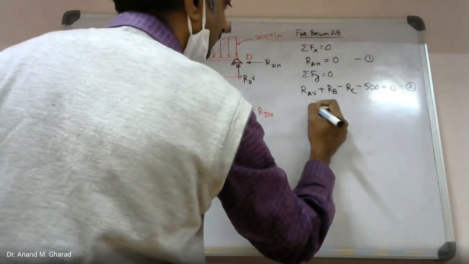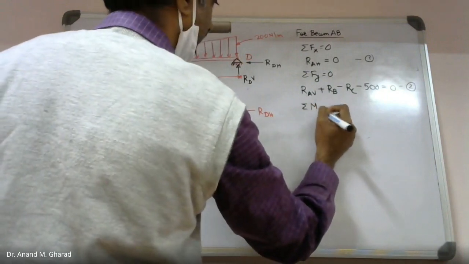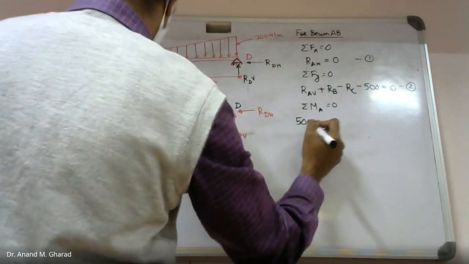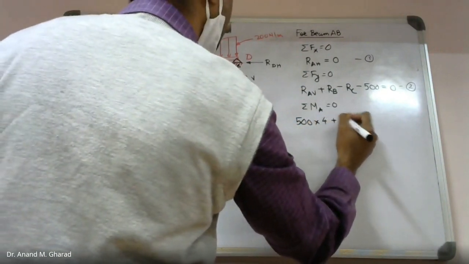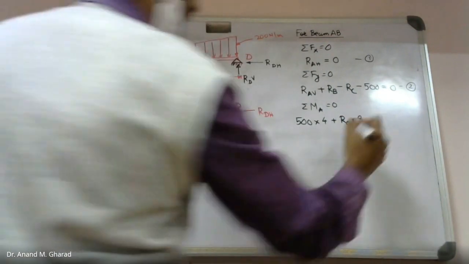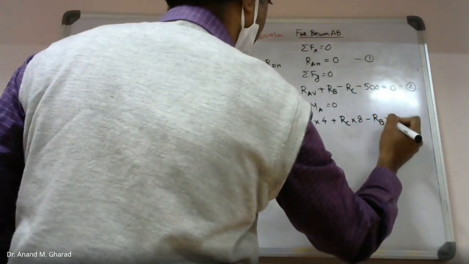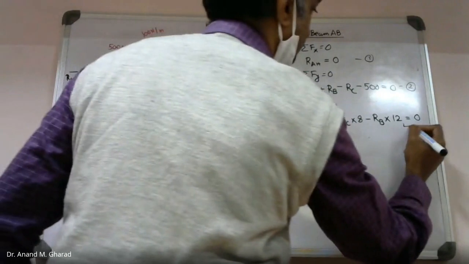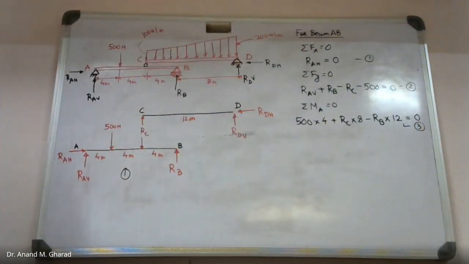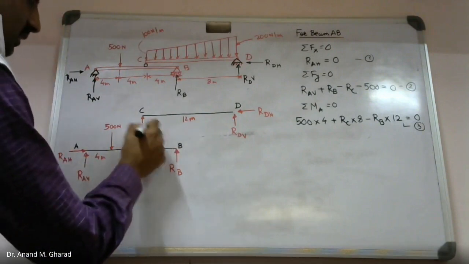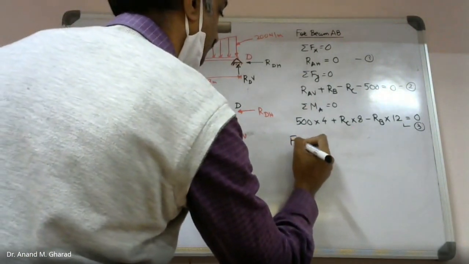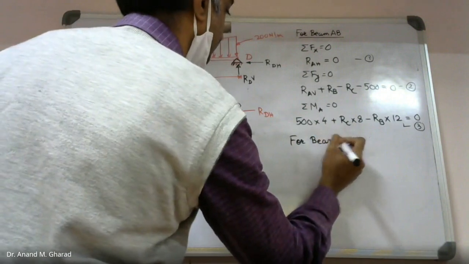What you do? You take moment about point A. Formulate the equation. I will write it down for your convenience. 500 into 4 plus RC into 8 minus RB into 12 equal to 0. So this is equation number 3. Now see what happens. RC is still unknown. This can be calculated if I consider beam CD.